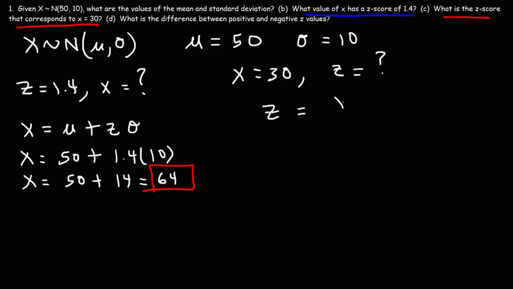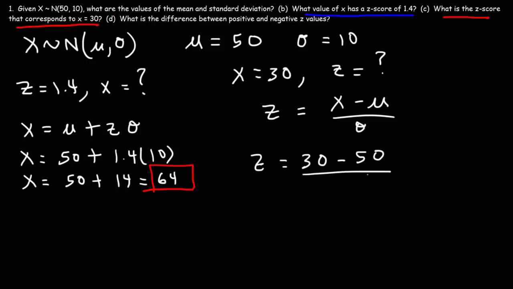So here it is. The z-score is x minus the mean divided by the standard deviation. So x is 30, the mean is 50, and the standard deviation is 10. So 30 minus 50 is negative 20. Negative 20 divided by 10 is negative 2. So that's the answer for part C.